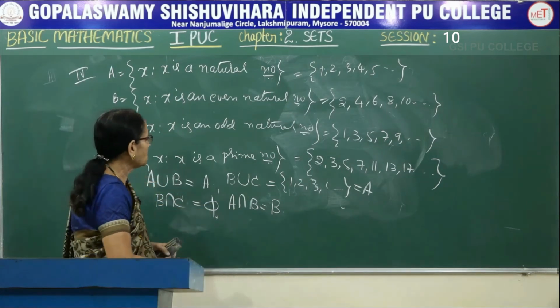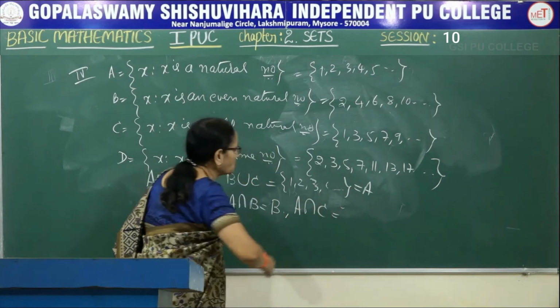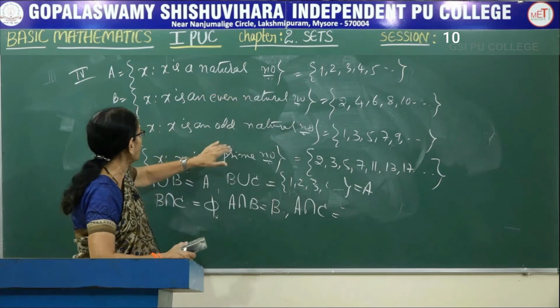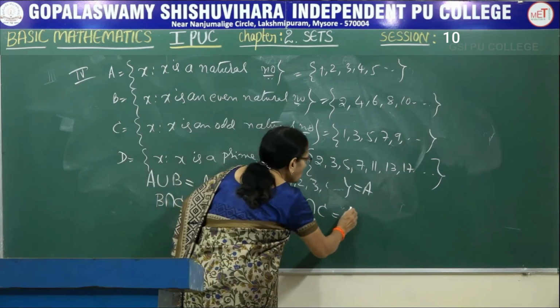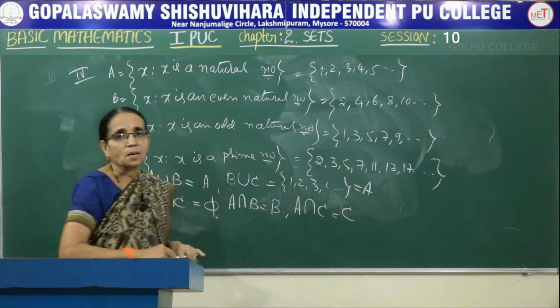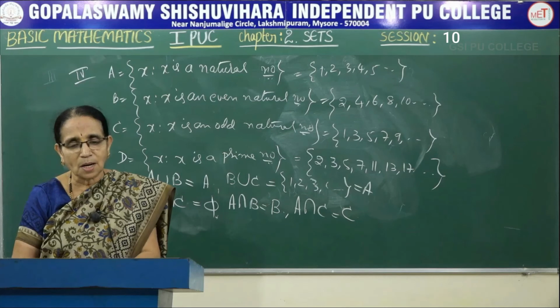Now, you take A intersection C. A contains the natural numbers, C contains the odd natural numbers. Naturally, the common elements would be the set of the odd numbers. It is nothing but C. So, directly you can write.